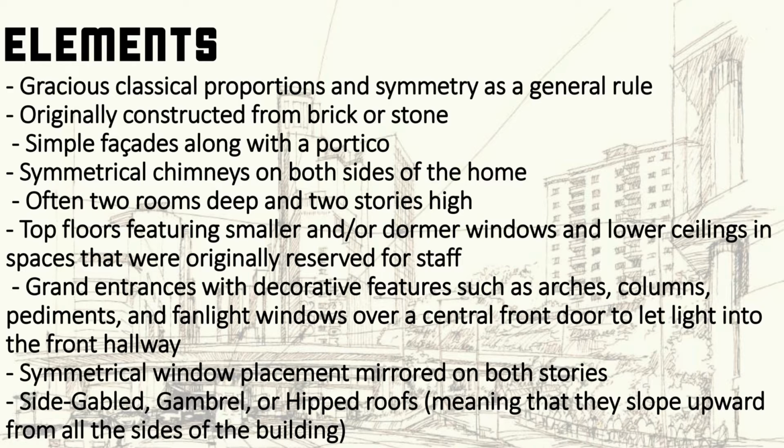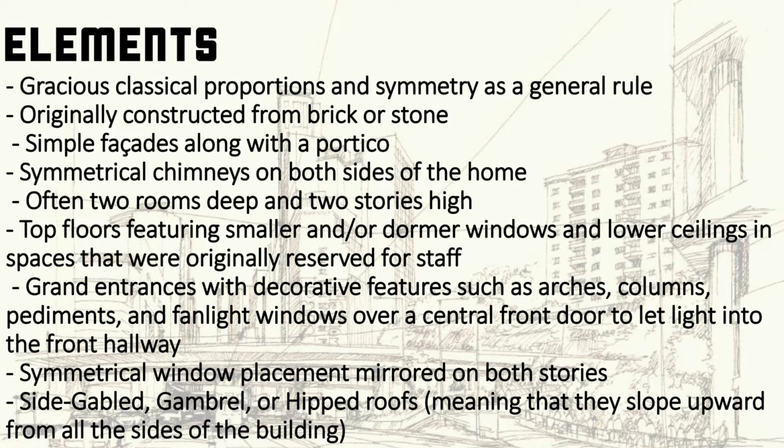First off, they have gracious classical proportions and symmetry as a general rule. They are constructed from brick or stone, and they have simple facades along with a portico and symmetrical chimneys on both sides of the house. They are often 2 rooms deep and 2 stories high. They have top floors featuring smaller dormer windows and lower ceilings in spaces that were originally reserved for staff.